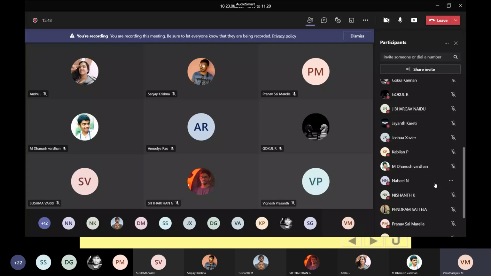Joshua Xavier, please unmute your mic. What is the exponent differentiation formula? Differentiation of x power n is equal to n into x power n minus 1. Okay, then e power x. Differentiation of e power x is e power x. And e power ax is a into e power ax.